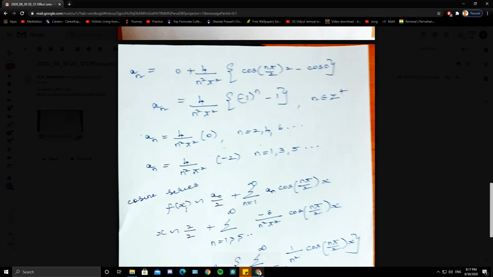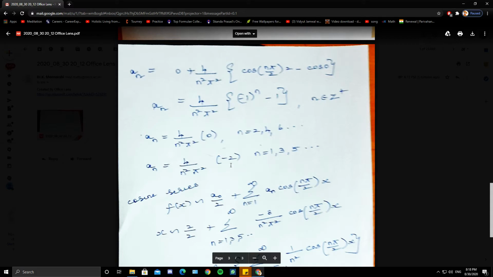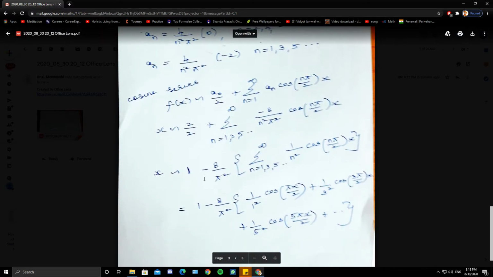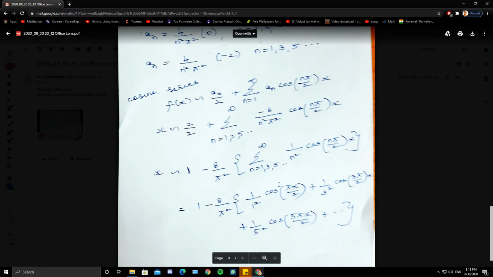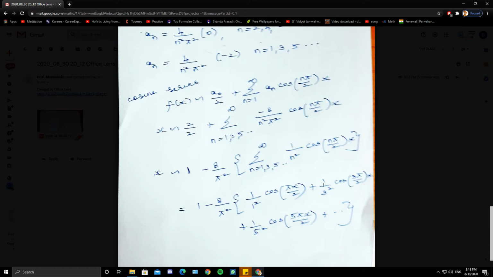So what is the cosine series? It is the same as the Fourier expansion of an even function. It is a naught by 2, where a naught is 2, so 2 by 2, plus summation over n equals 1, 3, 5 and so on to infinity, since a n exists only when n is odd. And a n is minus 8 by n square pi square cos of n pi by 2 x. That is 1 minus 8 by pi square, taking it out, summation 1, 3, 5 etc. to infinity of 1 by n square cos of n pi by 2 x. Expanding the summation: 1 by 1 square cos pi x by 2, plus 1 by 3 square cos 3 pi x by 2, plus 1 by 5 square cos 5 pi x by 2, plus so on.